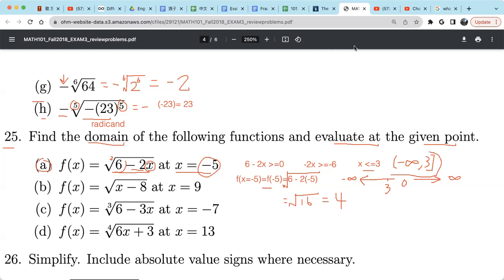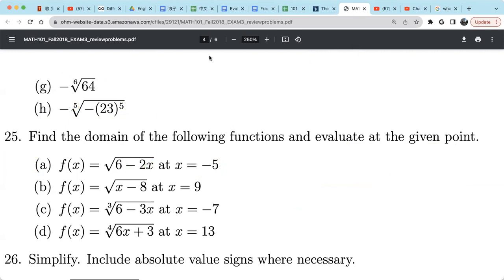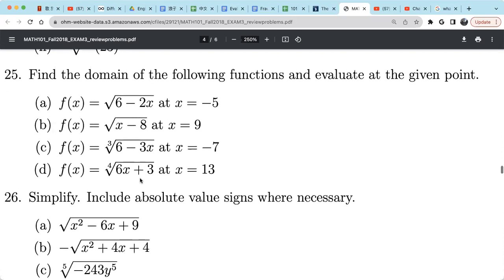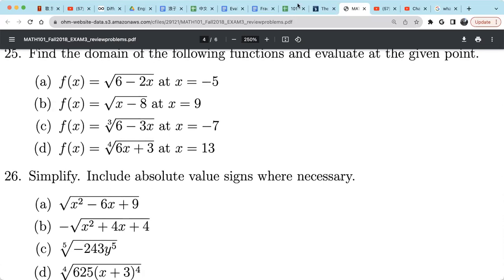I'm going to erase this so I can have more empty space to write on. So B. B is very similar to A. The index is still 2. So it's an even number, and if it's an even number, the radicand has to be non-negative. Non-negative in mathematics means greater than or equal to 0.